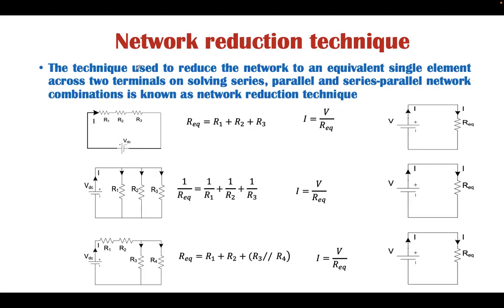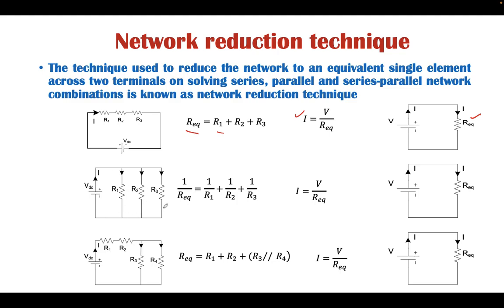Considering them one by one, the network reduction technique: here we are considering different elements connected in series, parallel, or a combination of series and parallel. These three elements can be reduced to a single equivalent element, R equivalent, which is given by R equivalent equals R1 plus R2 plus R3. The total current in the circuit I is equal to V by R equivalent.